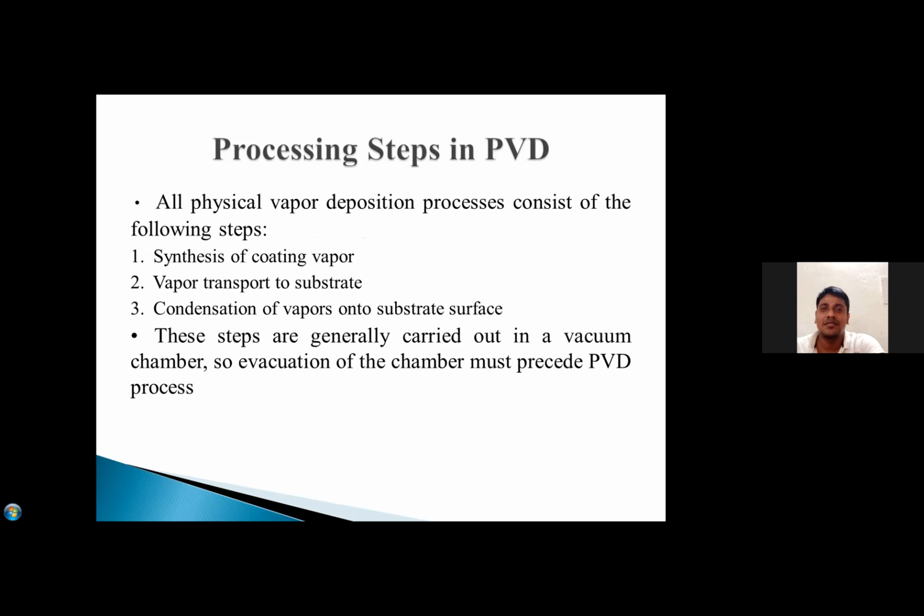Here are the process steps in PVD. All physical vapor deposition processes consist of the following steps: synthesis of coating vapor, vapor transport to the substrate, and condensation of vapor onto the substrate surface. These steps are generally carried out in a closed vacuum chamber.